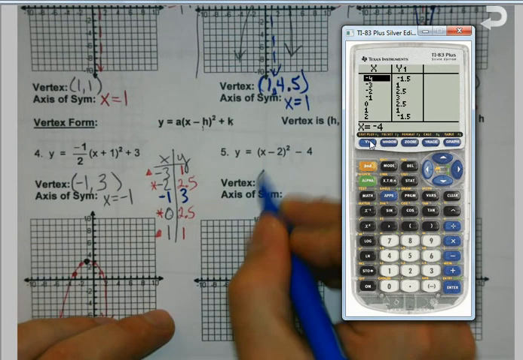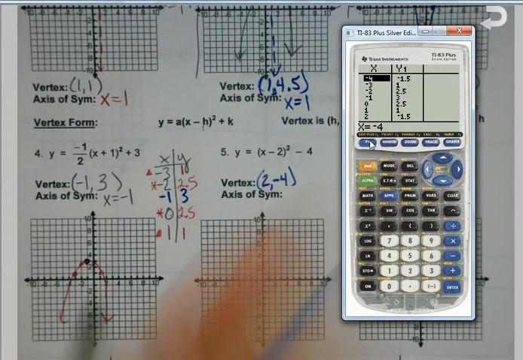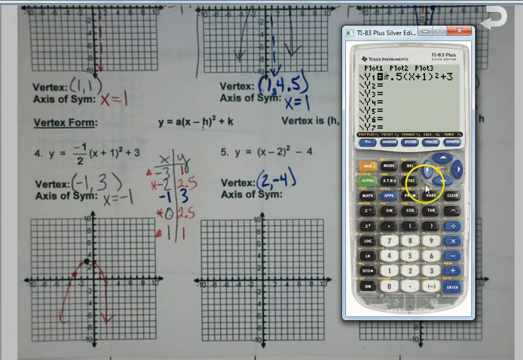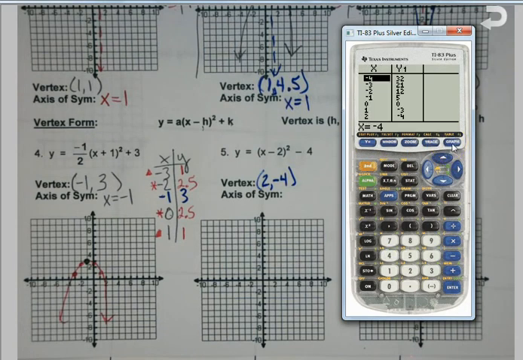2, -4. So I'd say, okay, even if I want to make this go fast, at least if I know what the vertex is, I'm going to know where I want to put the middle of my graph. So I'm like, okay, I need, oops, going the wrong way. I want my x value of 2 in the middle. There's 2, -4, just like I figured out.